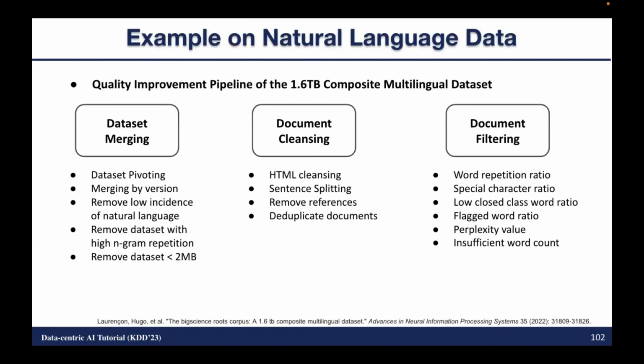And also they try to identify some flag words, because they mentioned that whenever we are using a data set from the web, there are a lot of pornography words. So they use these flag words to compute the flag word ratio so that they can remove some dangerous contents that may affect the large language model training. And also they include something like the perplexity value, which is basically to identify how much knowledge we have within this kind of textual data. So that's basically the example of the natural language data.